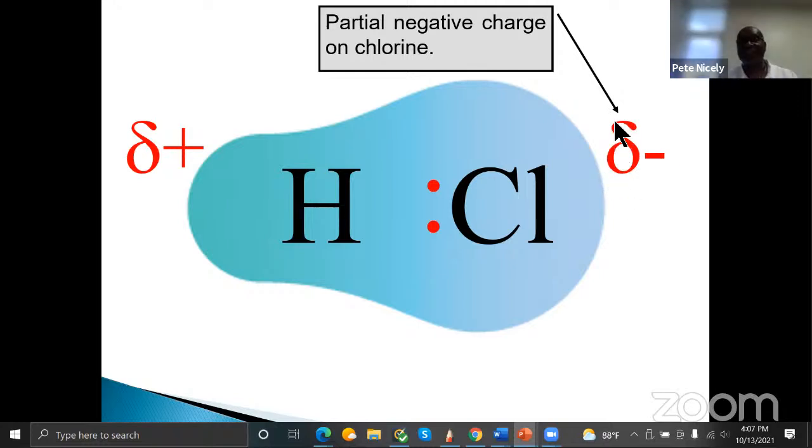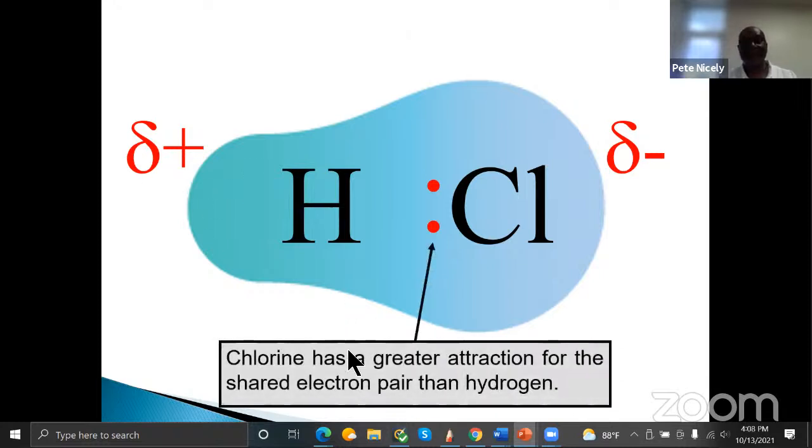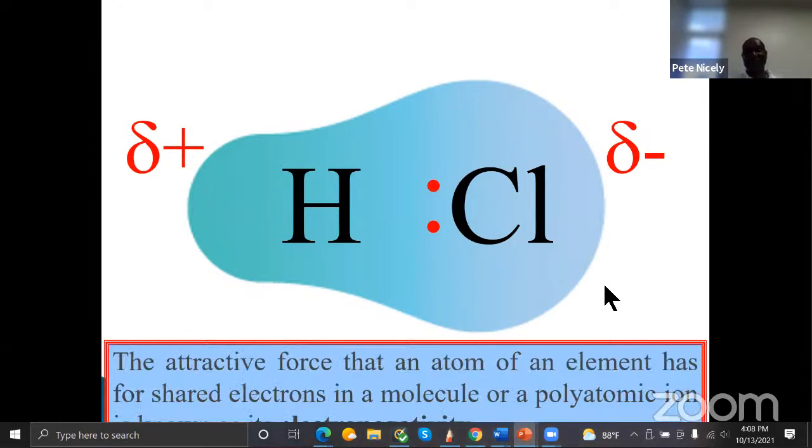It's actually a Greek letter, delta, right? So that is used in chemistry to indicate a partial charge. Here, partial negative, here, partial positive. All right. And this is just saying that the chlorine has a greater attraction for the electron pair compared to the hydrogen. So what that means, therefore, is that the chlorine is more electronegative, right?